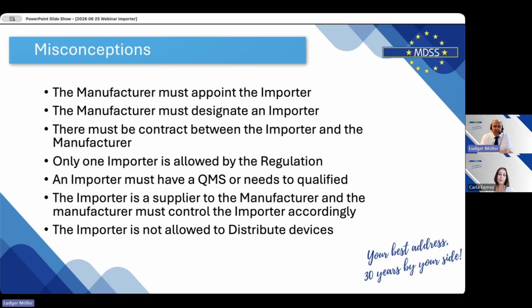That doesn't mean that the importer cannot sell the product to the distributor, patient, hospital, etc. He can sell it to anybody. So nothing of this applies. So these are the misconceptions.